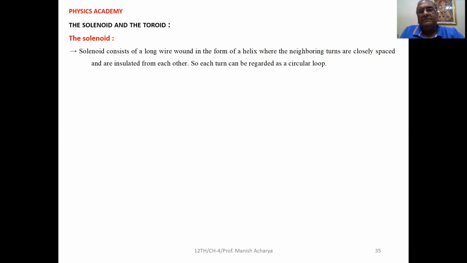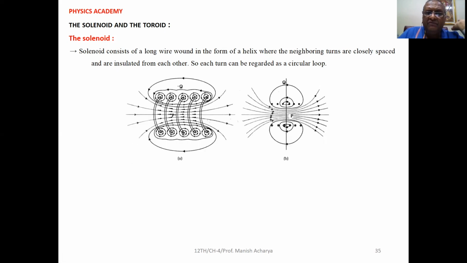So the magnetic field inside the solenoid along the axis will be uniform, and if we consider a long solenoid, then inside it at any point one can consider the magnetic field to be uniform.